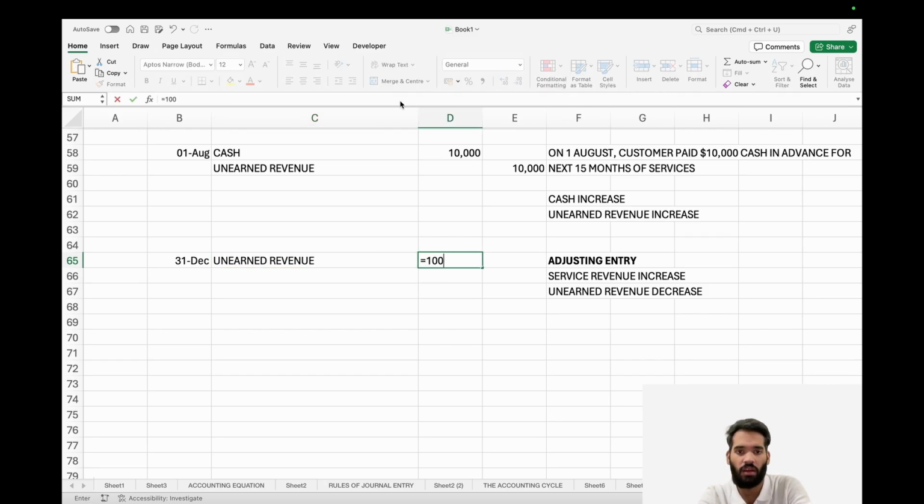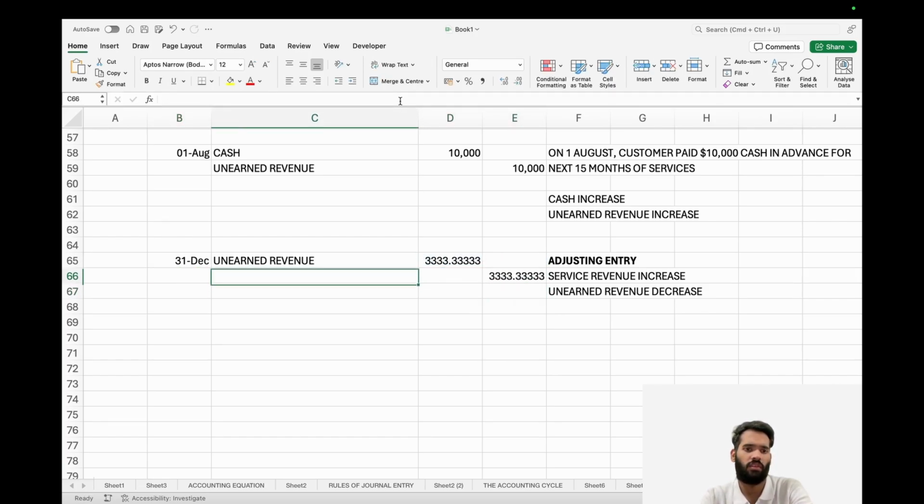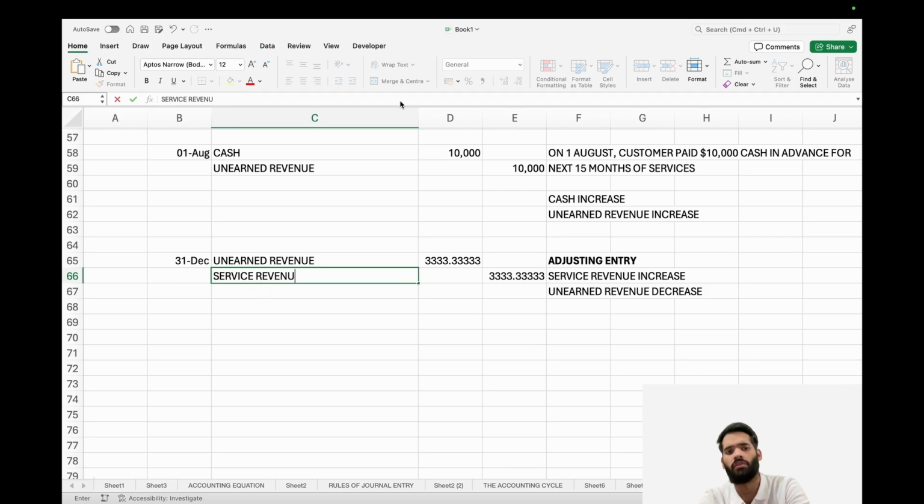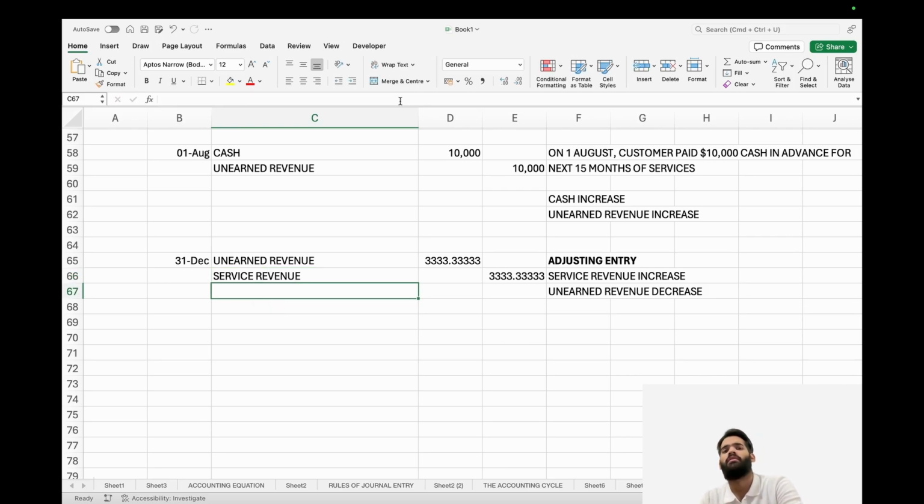In this case, 10,000 divided by 15 times how many months did we do the work? August, September, October, November, December. 5 months. So times 5. So service revenue credit, again just following our basic journal entry rules. And we are done with the unearned revenue adjusting entry.